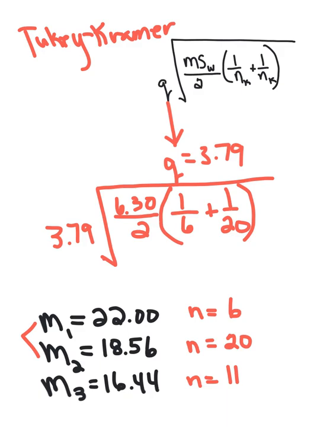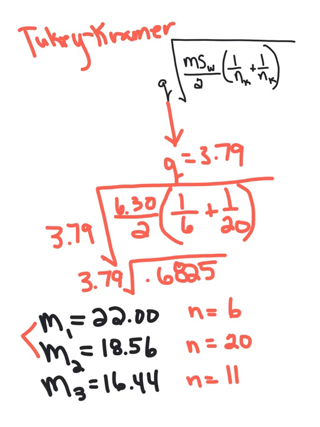And if that doesn't make sense to you, just do 1 divided by 6, hit enter, and then do plus 1 divided by 20, hit enter, and then take that answer and multiply it by the 6.30 divided by 2, which was the 3.15. So the total amount on the inside here is 0.6825, okay, and that's without the square root. And then we still have to multiply that by 3.79.